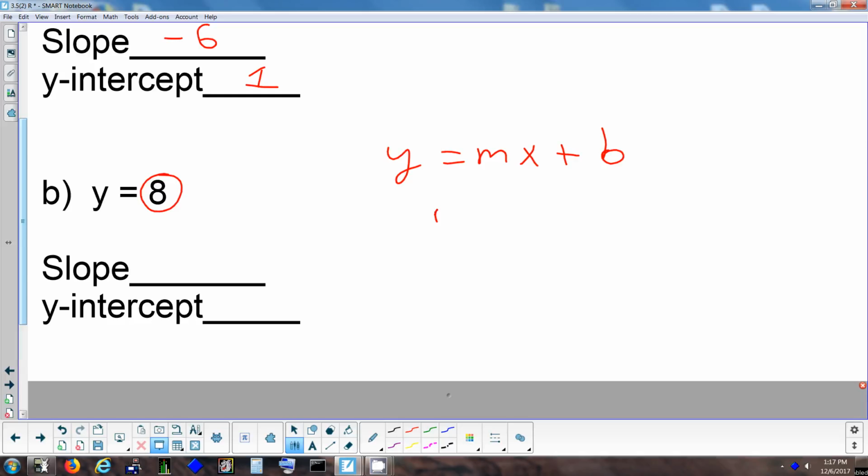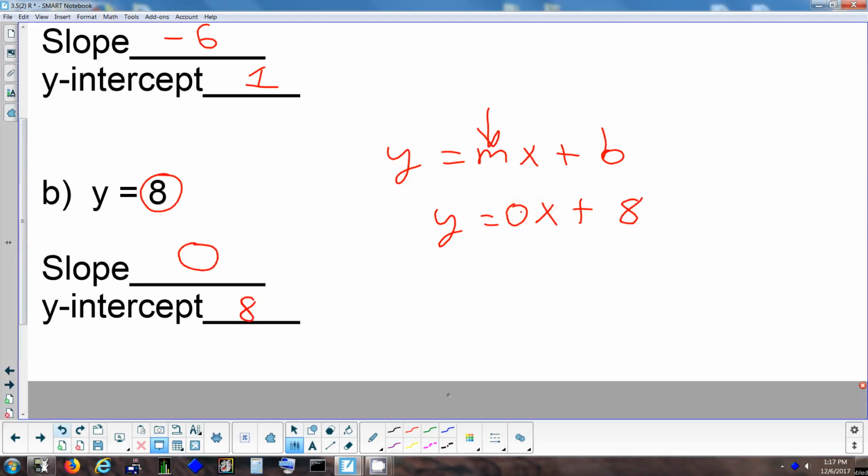So what letter does it have to be? B. It's b. And how do you find that? So the mx is gone. What does that mean m must be? M is 0. Because remember, if you have 0 times something, do we write it? No. So the slope is 0 and the y-intercept is 8. Every time it's this special case, is the slope 0? Yes.